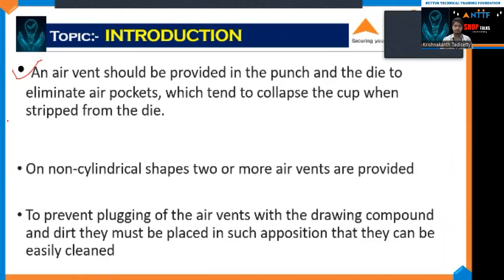the metal cup. On non-cylindrical shapes, two or more air vents should be provided, which means cylindrical objects like square and circle can contain one air vent, and non-cylindrical objects should have two or more. To prevent plugging of the air vent with drawing compound, a sheet metal layer is added on the compound, which can be easily cleaned and removed from the die.